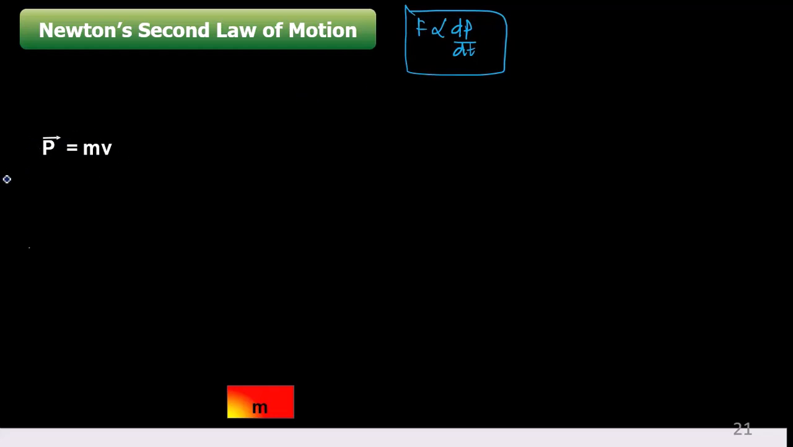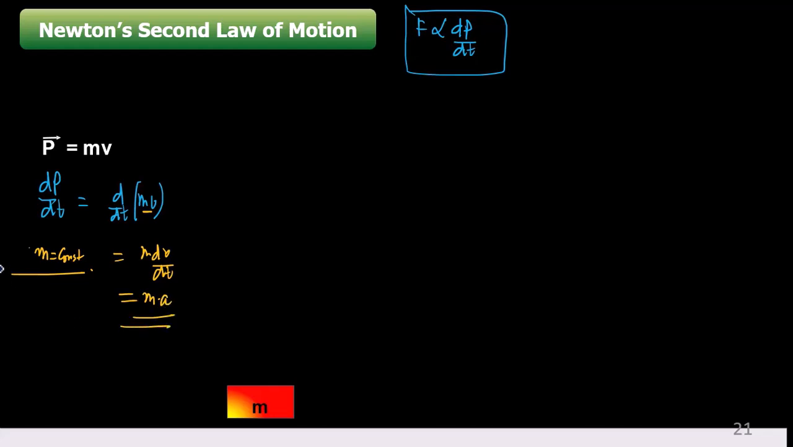So if the momentum is m into v, can I say dP/dt equals d/dt of mv? That means the derivative of the product of mass into velocity. If I assume that m is constant, then dp/dt is nothing but m into dv/dt. Now what is dv/dt? dv/dt is acceleration, so m into acceleration. So for P equals mv, the rate of change of momentum is basically mass into acceleration.